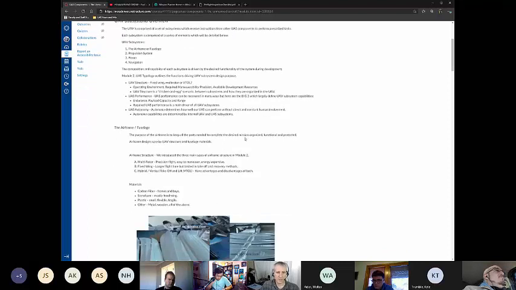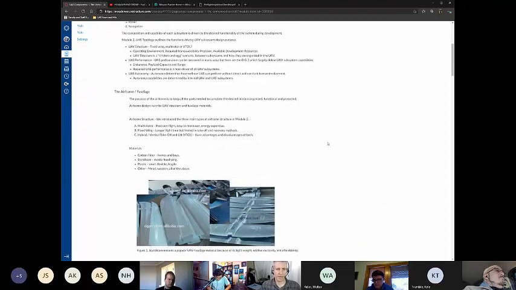All right, so talking specifically about the airframe and the fuselage. The purpose of the airframe is to keep all the parts needed to complete the desired mission organized, functional, and protected, right? We can structure the fuselage of a UAV the same way. We can structure that UAV so that we have to cram all the components in there. So if we have to work on one thing, we have to tear everything apart.